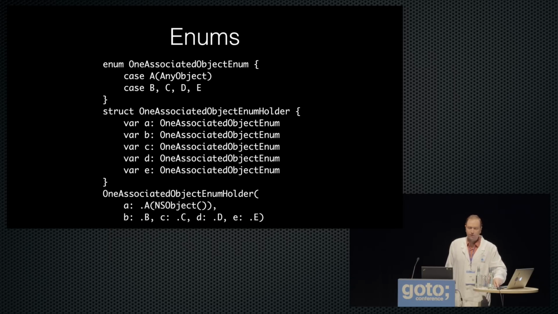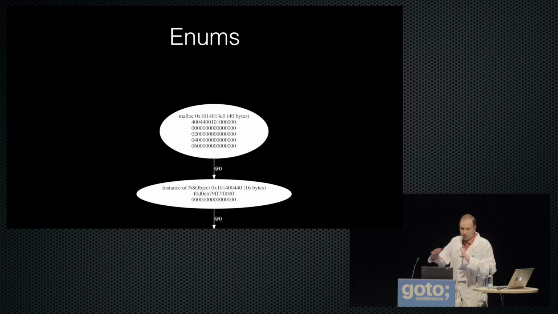All right, let's look at associated objects real quick. This is just an enum. The first case has an object associated with it, and the others do not. And if we dump that out, we find that it has expanded because it needs to be able to store that object pointer, but it has expanded intelligently.